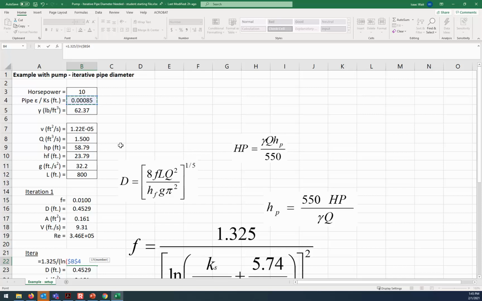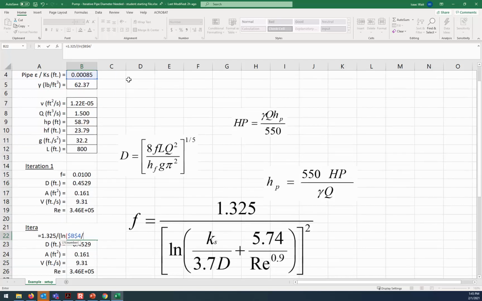our diameter can be in feet, and that's fine. K sub S divided by 3.7 times D, and now the D that we're talking about is the previous D that we got from iteration 1. Okay, so that diameter, close parentheses, plus 5.74 divided by the Reynolds number. Which Reynolds number? The previous one, from the previous iteration, to the power of 0.9, and then I need to close that all the way and square it.